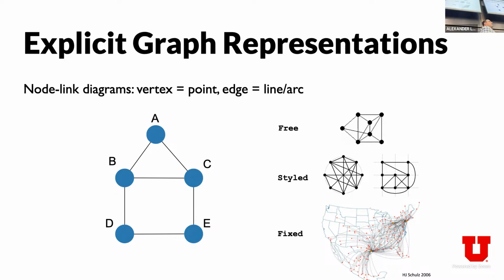And then the Facebook graph was an example of a fixed layout, where the nodes were given. They were in a specific location. This often happens if you have a map or some other geospatial context, and then you want to draw the edges on top of it.